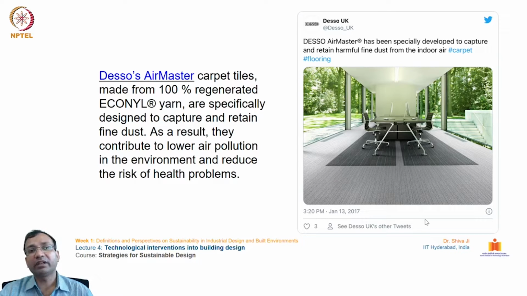So we were talking about improving indoor air quality. There are IAQ indexes also: how much IAQ can be tolerated, and at what point we have to intervene to improve it. This carpet retains the fine dust which gets accumulated in the atmosphere, and it can then be cleaned with a vacuum. Desso AirMaster carpet tiles made from 100% regenerated EcoNil yarn are specifically designed to capture and retain fine dust. As a result, they contribute to lower air pollution in the environment and reduce the risk of health problems. This is a concept for solving at least one aspect of the overall sustainability issues which are happening in and around us.